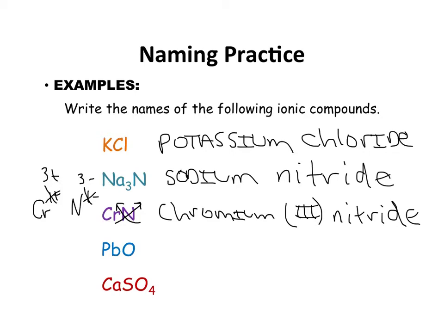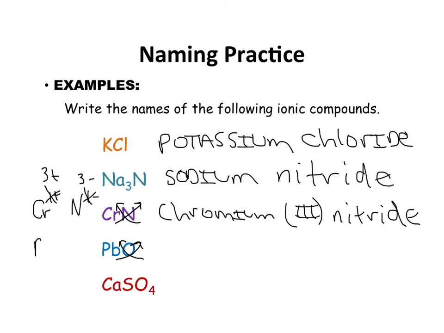Okay, is the metal multi-charged? Is it in the middle? Is it lead? Is it tin? Well, in this case, Pb is lead, so the answer is yes. As soon as we say yes, first thing we do is crisscross up. Again, there's no numbers listed, so each of them is going to be sending up a 1.